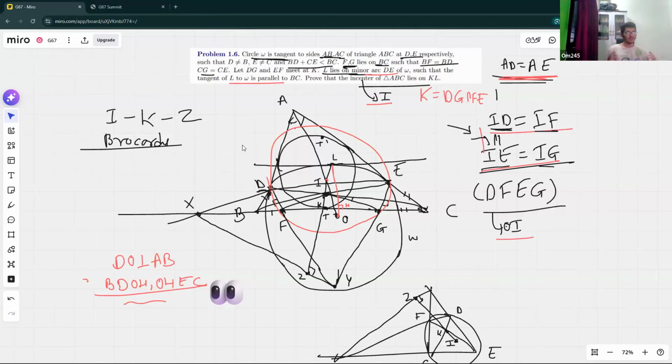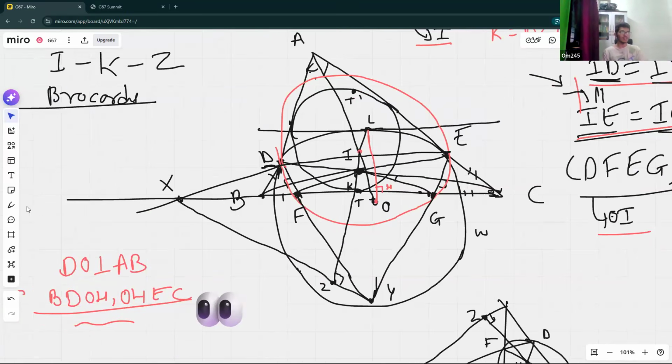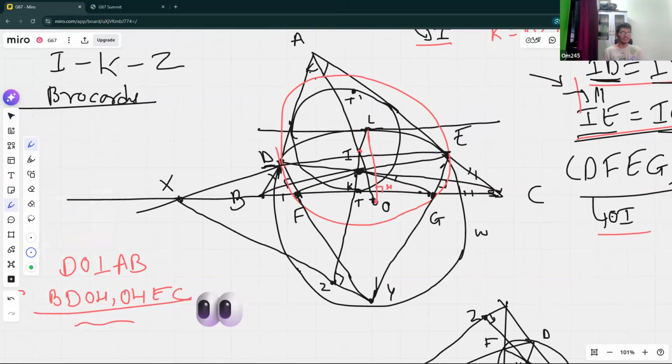Okay, now let's just start from the basics. Have you guys angle chased everything here? Do you know this angle? Do we know this angle, or is it possible to get it without weird efforts?